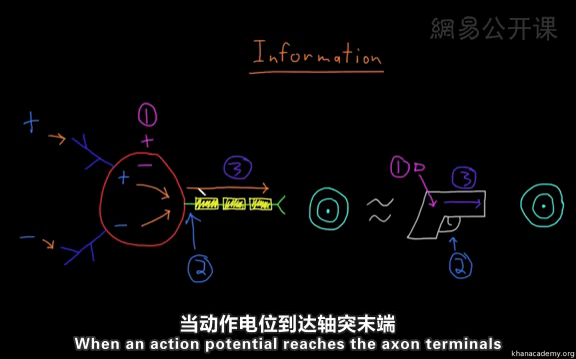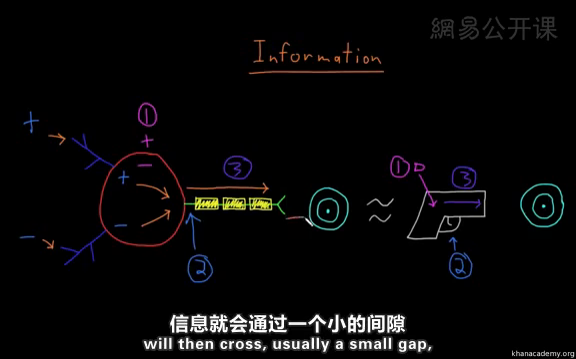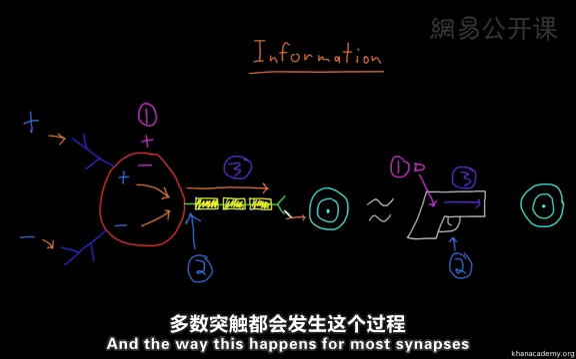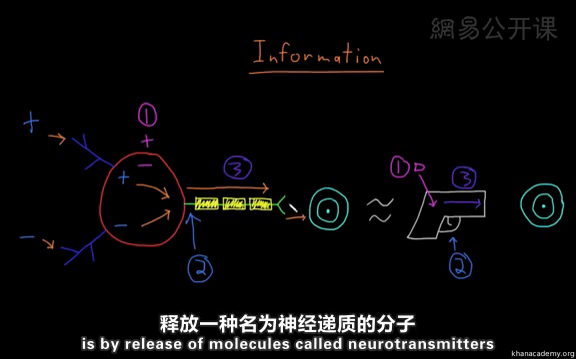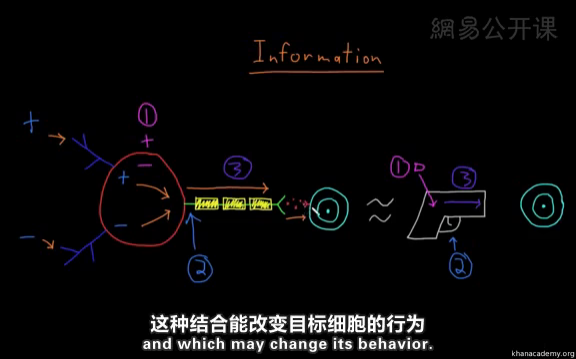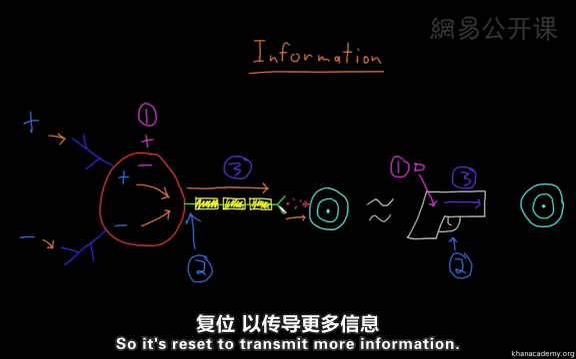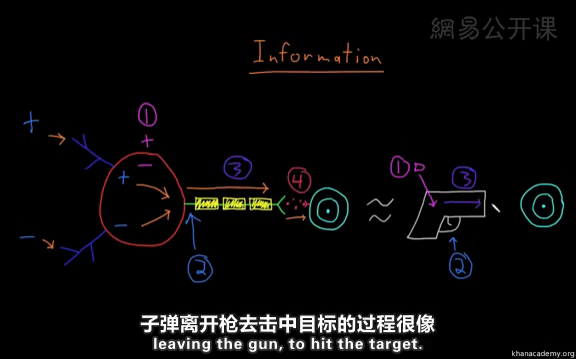When an action potential reaches the axon terminals at the end of the axon, information will then cross, usually, a small gap to the target cell of the neuron. And the way this happens for most synapses, where an axon terminal makes contact with a target cell, is by release of molecules called neurotransmitters that bind to receptors on the target cell and which may change its behavior. Neurotransmitter is then removed from the synapse, so it's reset to transmit more information. And I think of this part as similar to the bullet leaving the gun to hit the target.